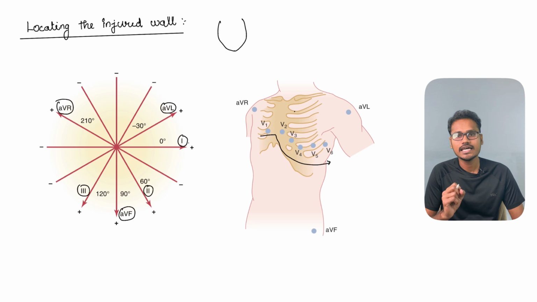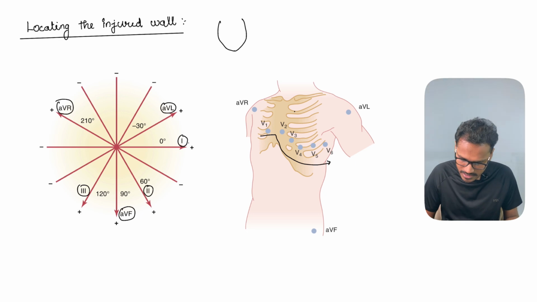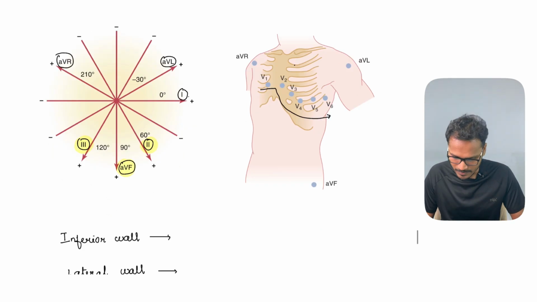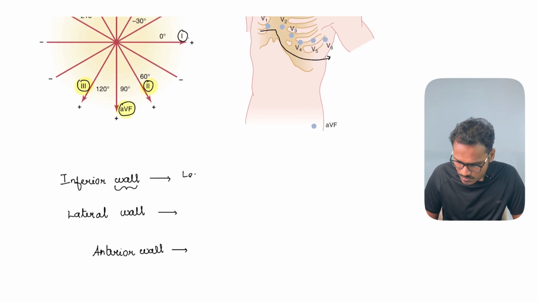Now looking at this diagram, tell me which cameras are placed in the lower region or the inferior regions of the heart. As you can see from this diagram, 3, AVF and 2. So these three cameras, lead 2, 3 and AVF, are taking the picture of the heart from the lower direction. So obviously in an inferior wall MI, all these three leads or 2 out of 3 of these leads can show the ST segment elevation. So if it is an inferior wall MI, which cameras will capture? Lead 2, lead 3 and AVF, all of them will capture.